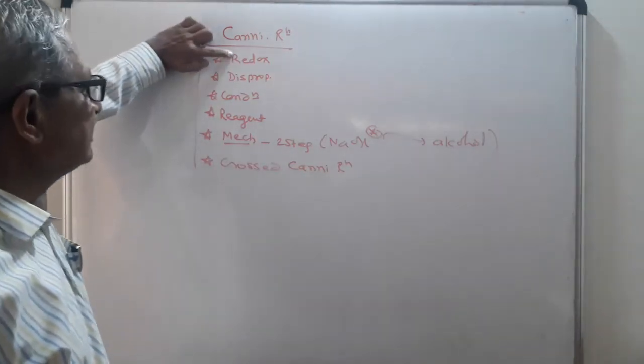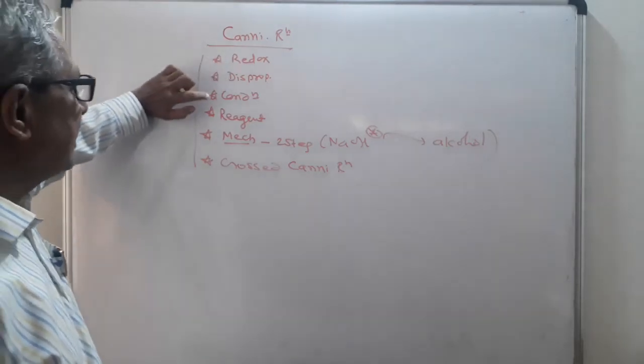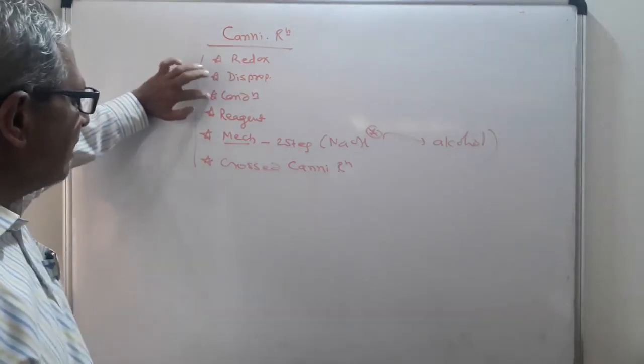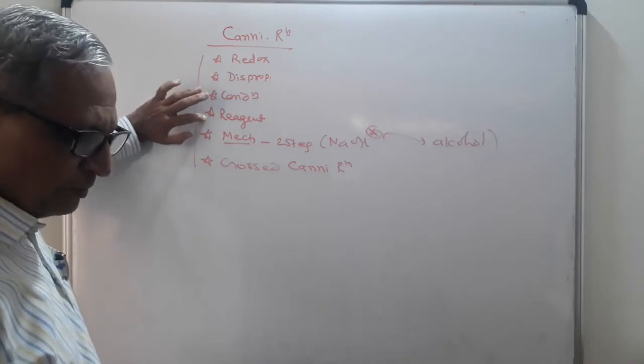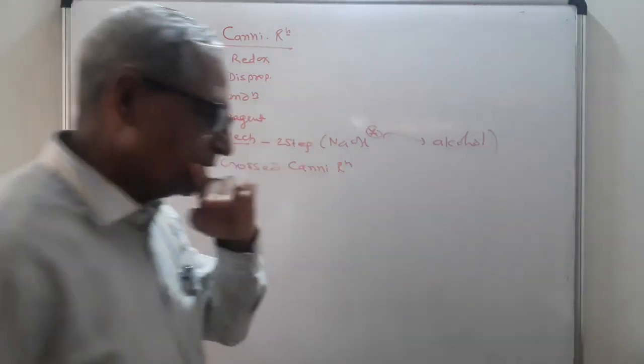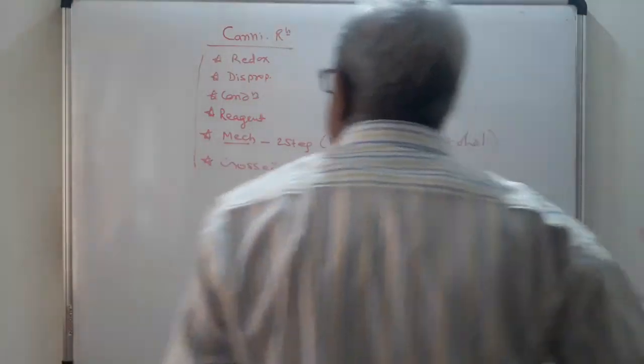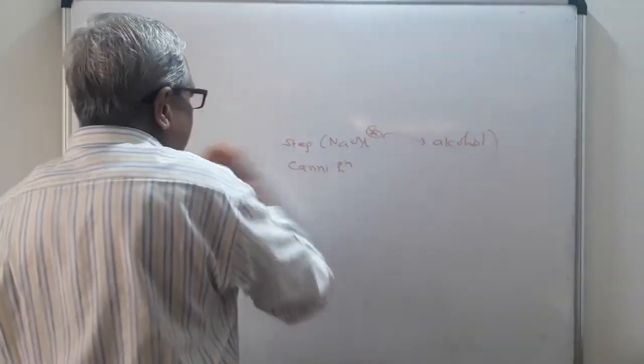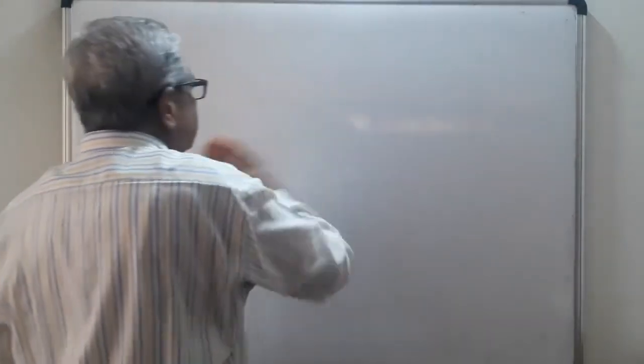It is also called a redox reaction, disproportionation reaction. It is shown by only aldehyde having no alpha hydrogen, reagent 50% NaOH, KOH. It is a two-step mechanism, crossed Cannizzaro reaction. Now I will set one question on the Cannizzaro reaction. A complex question that was asked in a previous NEET JEE exam. Now see the point here.